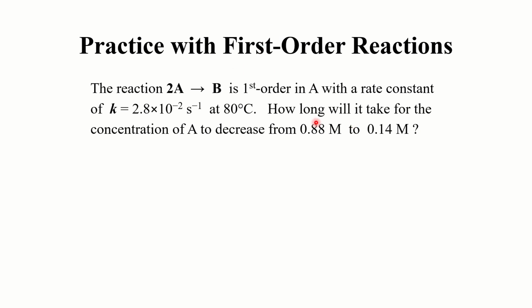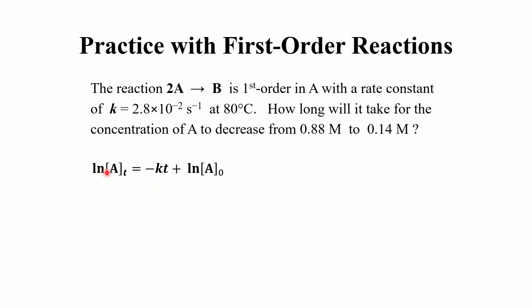Again, we are looking to determine how long it will take for the concentration of reactant A to decrease from 0.88 molar to 0.14 molar. Since this reaction is first order, I'm going to use this version of the integrated rate law. I'm going to start by identifying what variables I've been given and what I'm being asked to solve for. I notice that I've been given my K value. I've also been given two concentrations. And then the problem says how long will it take, which obviously means we're solving for T, the time.